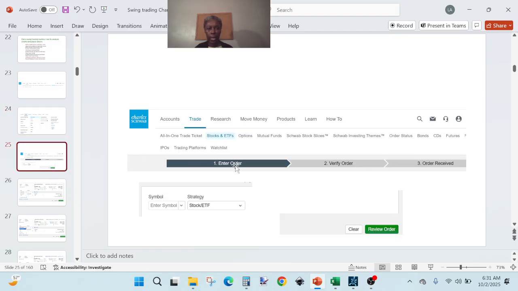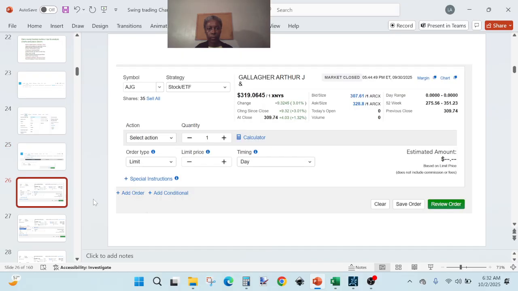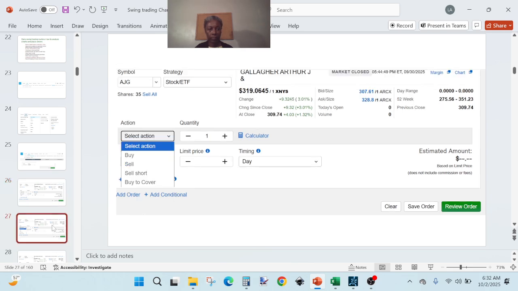When you do that, it will take you to a page where you can enter the symbol for stocks that you want to sell and select. Let's just take this for instance. We want to sell it all. You'll select sell all. You'll select sell as well, and we like to have limits. So you have those options.